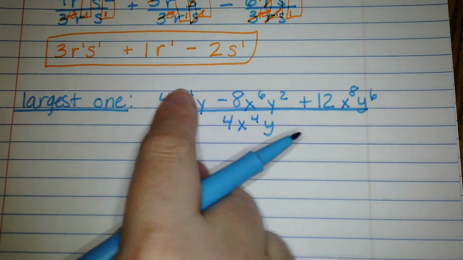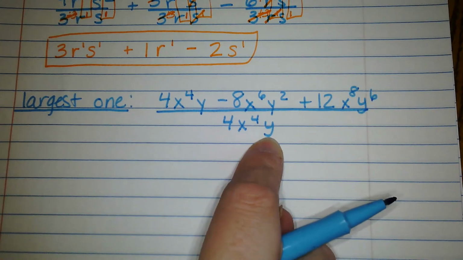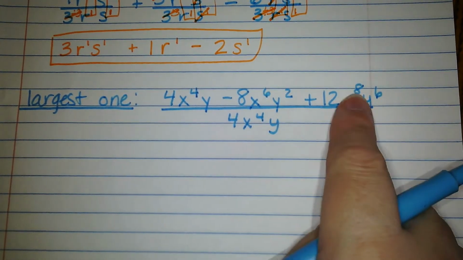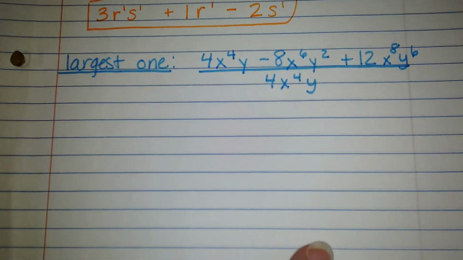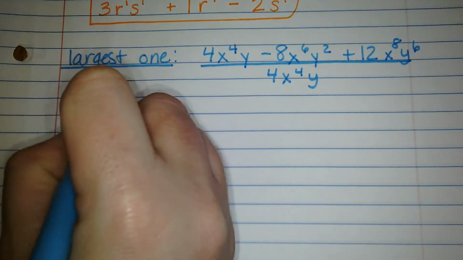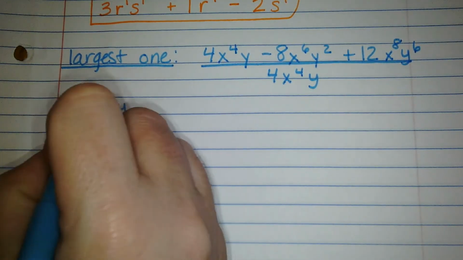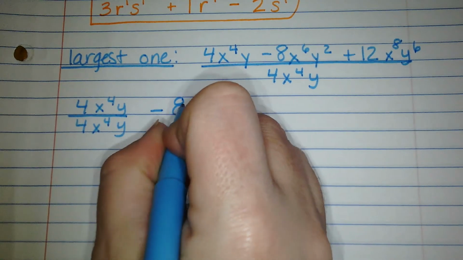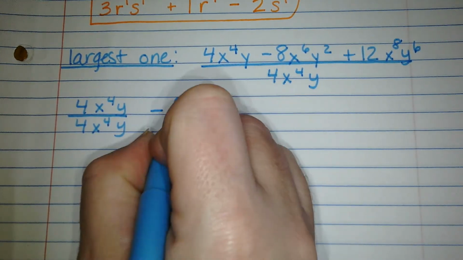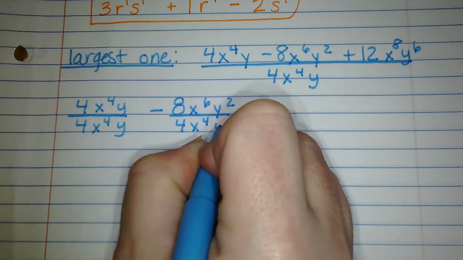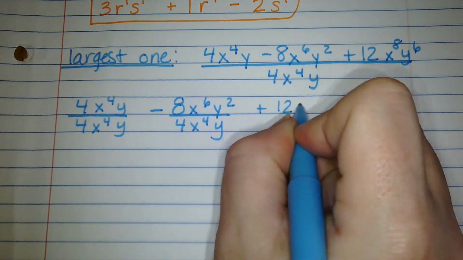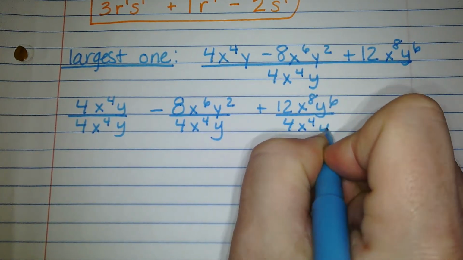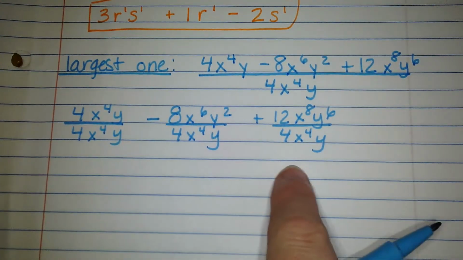All right. So we are dividing this polynomial by this monomial. And when you do that, you want to split them up. So we are going to make 3 different terms, right? Because there's 3 things on the top. So let me write this nice and clear. 4x to the 4th y divided by 4x to the 4th y, that's my denominator, minus 8x to the 6th y squared over 4x to the 4th y, dividing our last term, plus 12x to the 8th y to the 6th over 4x to the 4th y. All right, so we split it up, that's first.